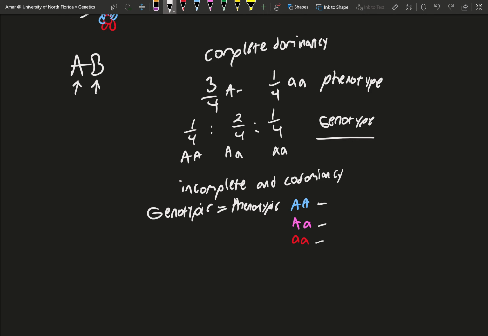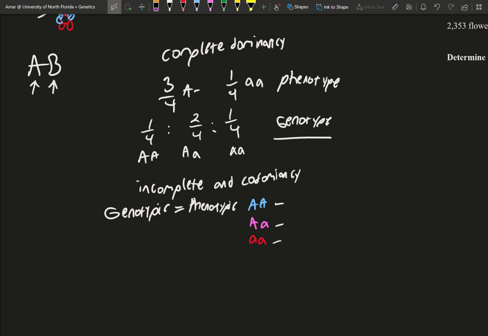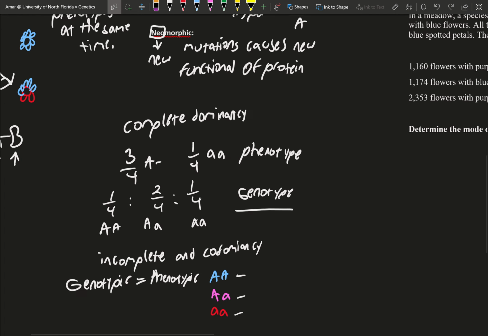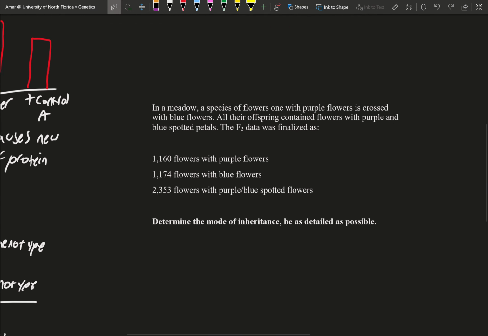Okay? So in a case where you're getting a data set with a 1 to 2 to 1 ratio, that will mean that you have some sort of incomplete dominance or codominance, and you also have to take a look at the phenotype descriptions as well. So hopefully that made sense. Let's do a practice problem over here.